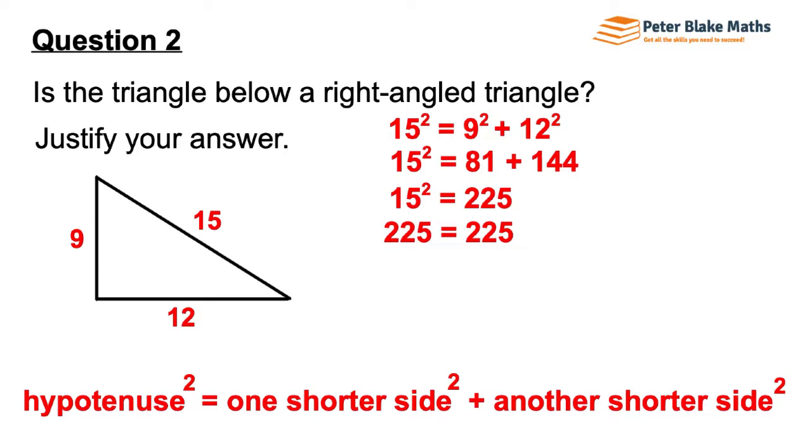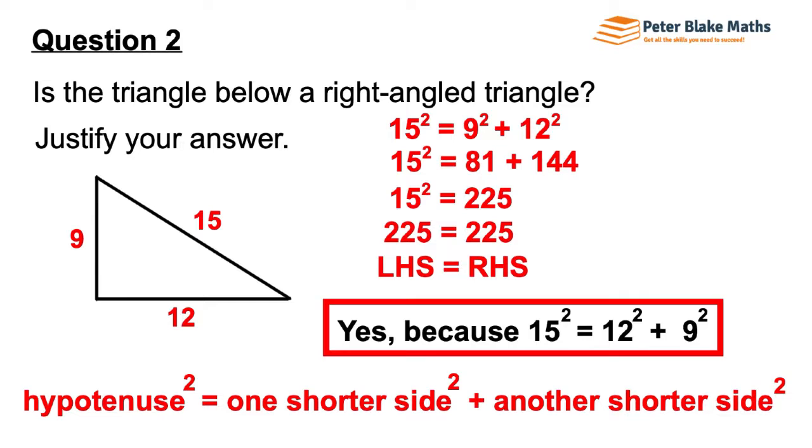So if we can show that the left-hand side equals the right-hand side in these types of questions, we can say that these numbers made mathematical sense when we arranged them according to Pythagoras. So what we've proved there is the triangle is a right-angled triangle because 15 squared equals 12 squared plus 9 squared in this case, and that's what Pythagoras' theorem says about right-angled triangles.